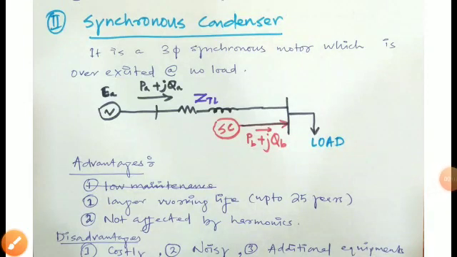The next method of improving power factor is by using synchronous condenser. So a synchronous condenser is nothing but a three-phase synchronous motor which is overexcited at no load. Synchronous motor has one big advantage that it can operate at any power factor. It can be operated in leading power factor, unity power factor, and lagging power factor. Whereas three-phase induction motor can only run in lagging power factor.